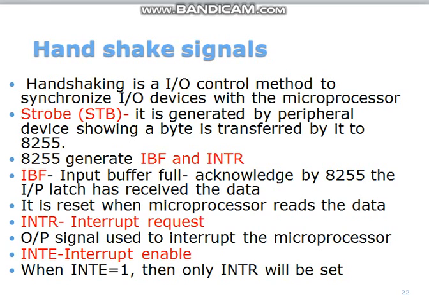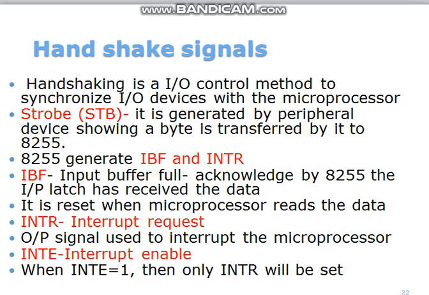That is available with the help of the handshaking signals. So let me see what these handshaking signals are. Handshaking is an input output control method which is used to synchronize your input output device with the microprocessor. Both will be operating at different time periods. To synchronize, we go for handshaking, because my input output device may be acting slow while my microprocessor is fast. In that case, I have to make my input output device work along with the microprocessor. For that, I go for handshaking.